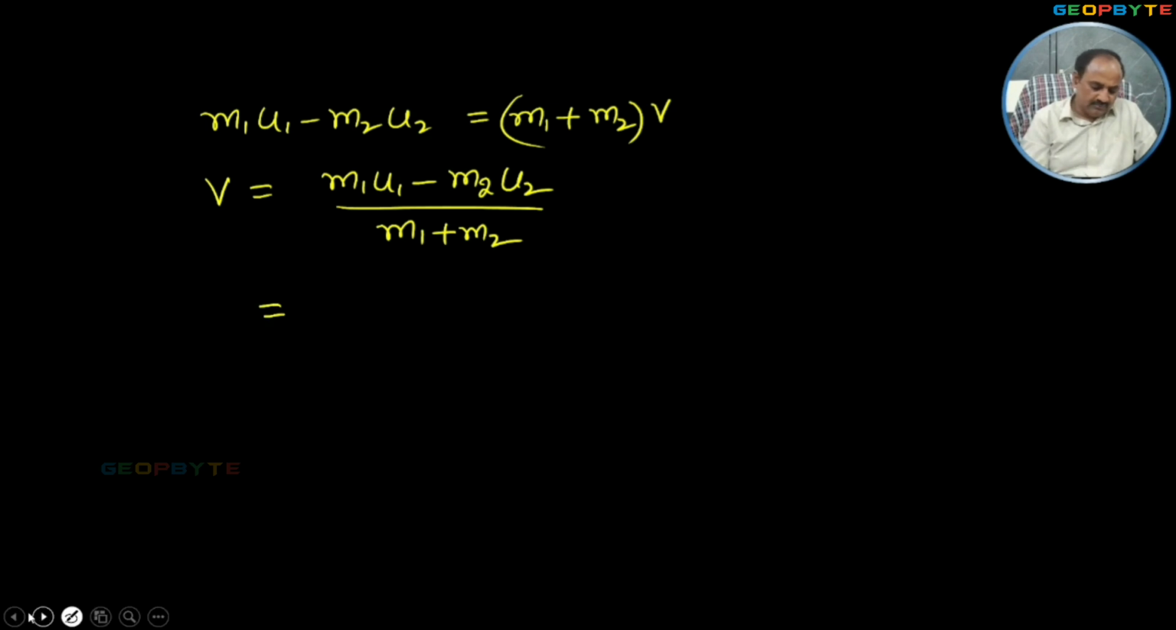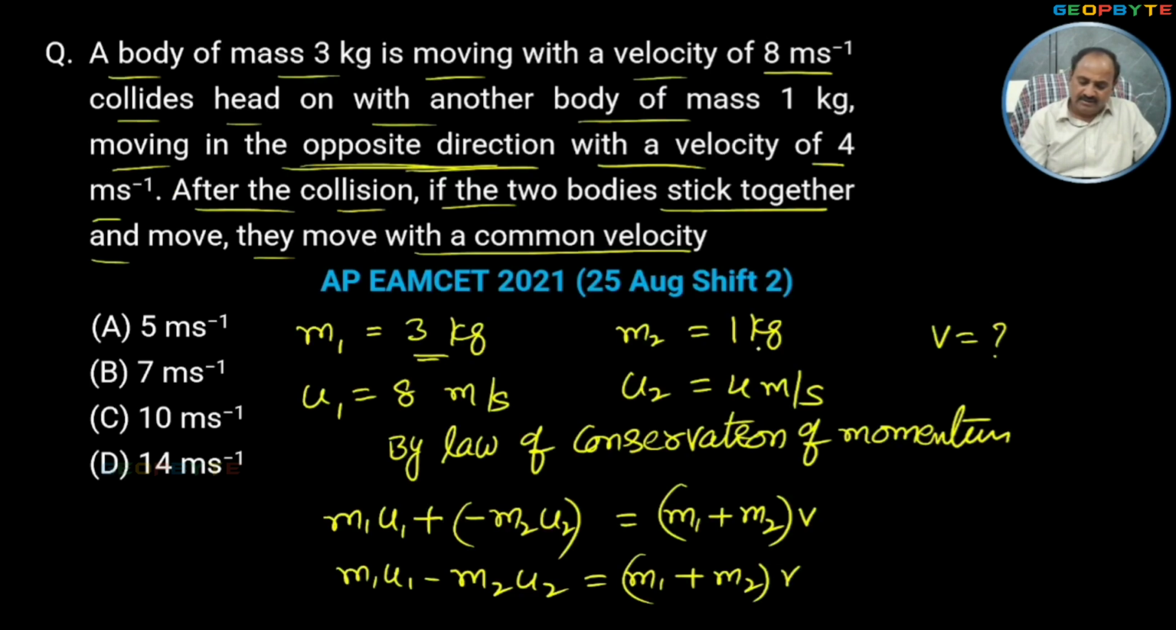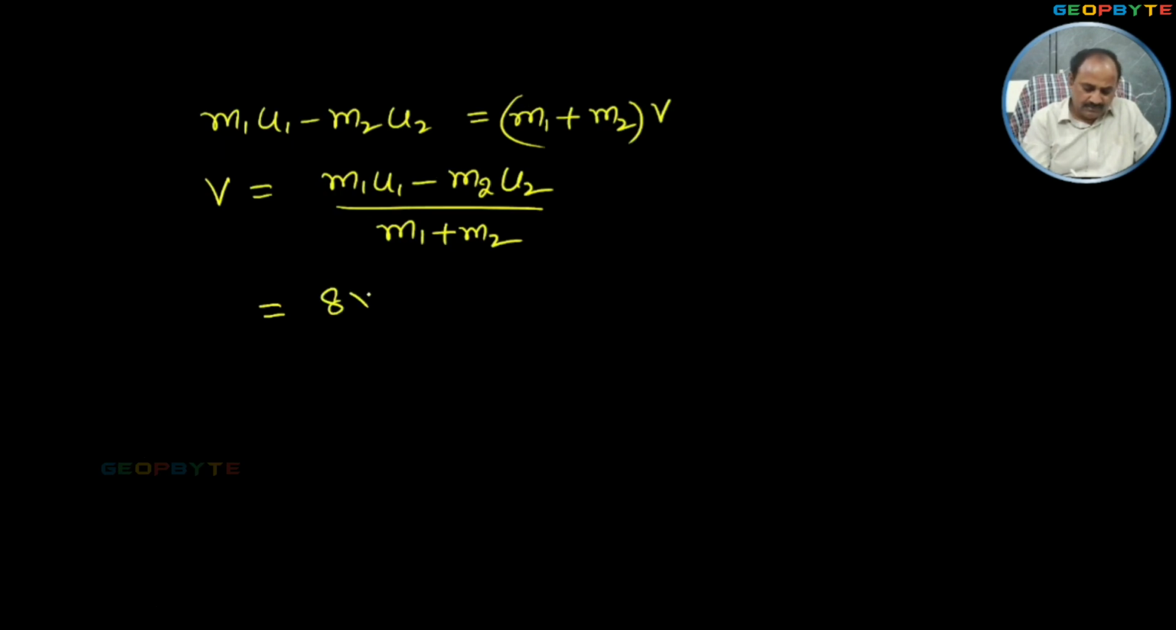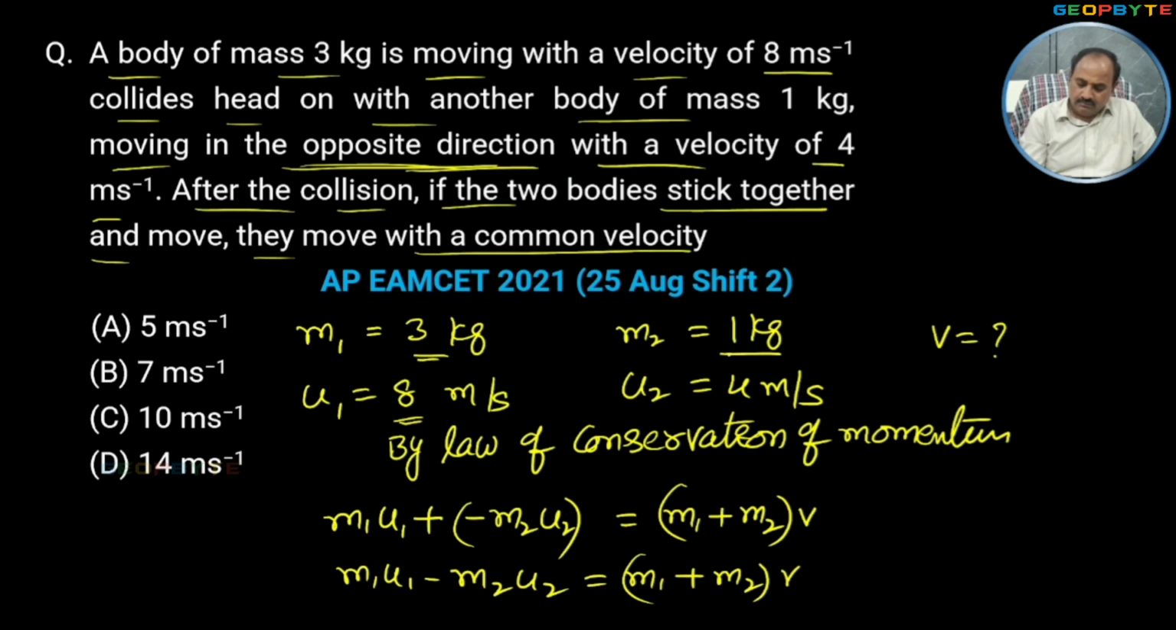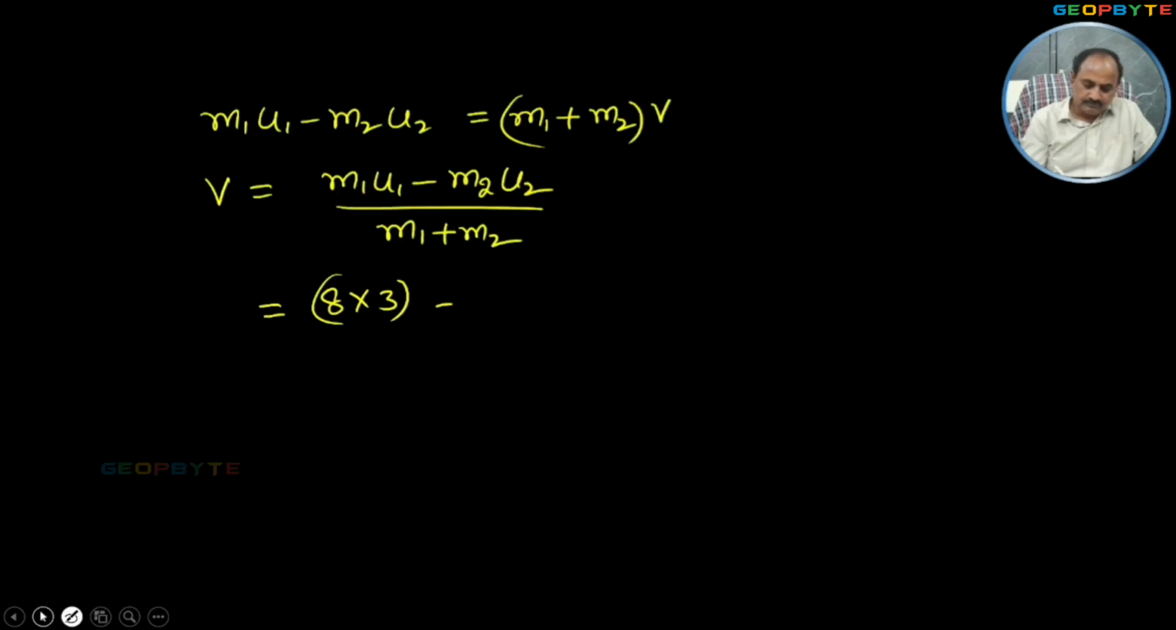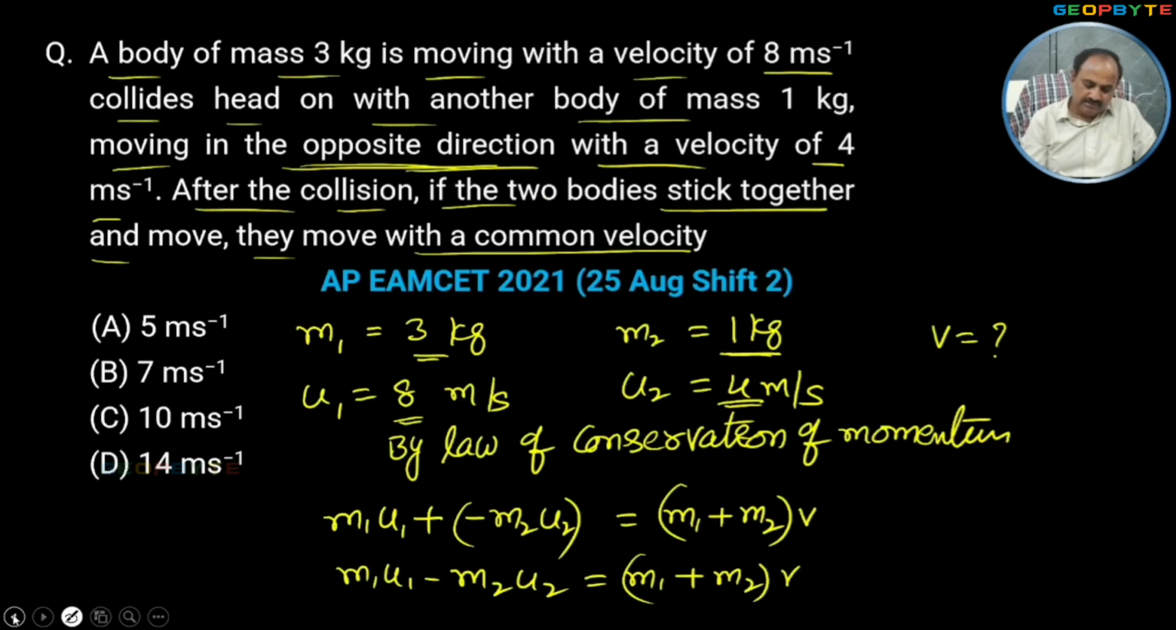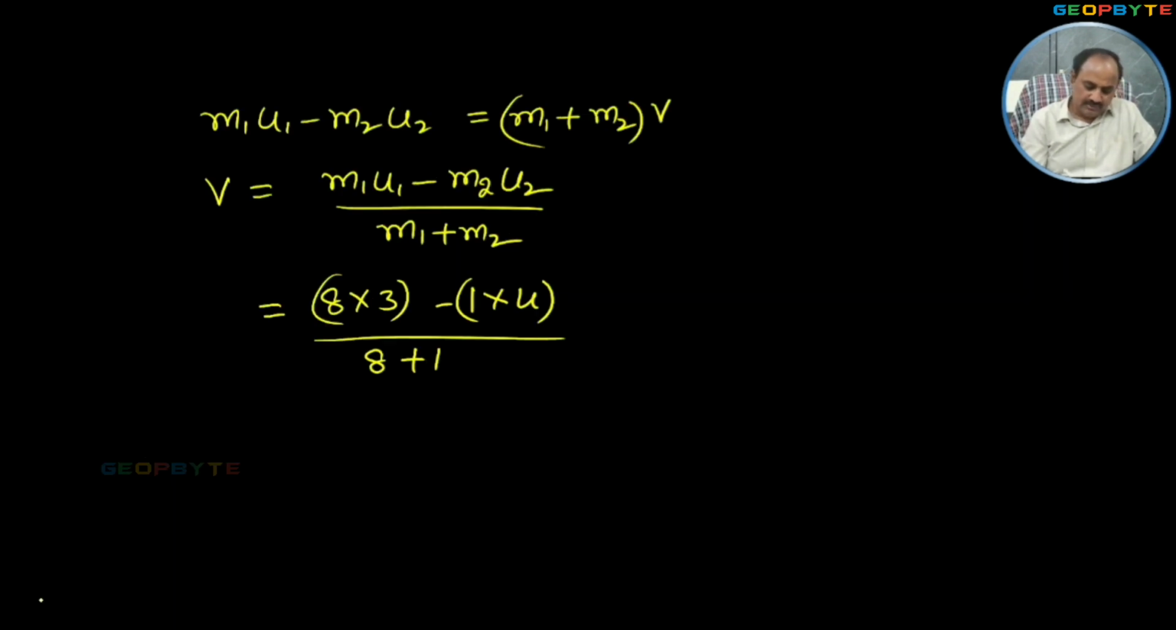Look at the m1 value. m1 is given 3, u1 is given 8. 8 into 3 minus m2, look at the m2, 1 into 4, divided by m1 plus m2, which is 3 plus 1. It should be very careful. It is 3 plus 1.